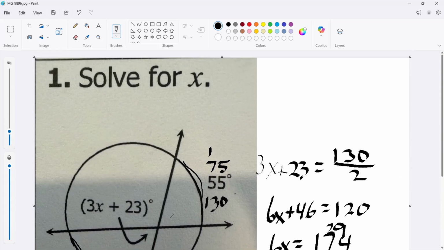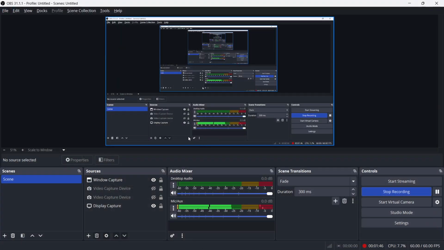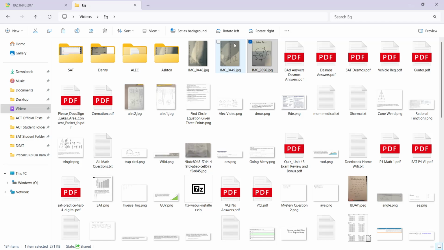What is it they're asking me to find here? Solve for x. Well, I've done it. I've solved for x. Okay, so there's that one. Let me close that and open the next one. I've got many more problems. Let me do this one.